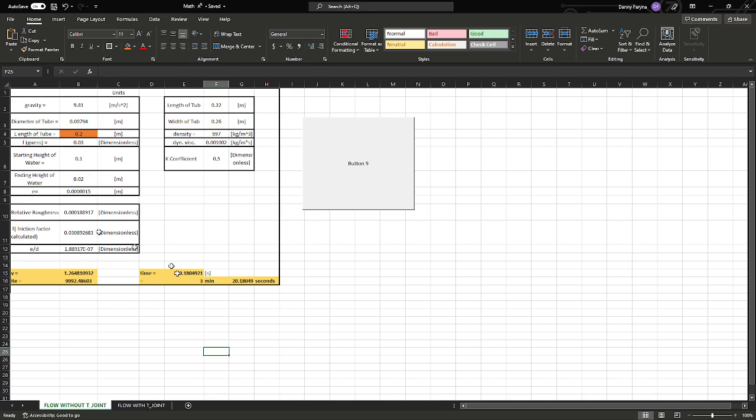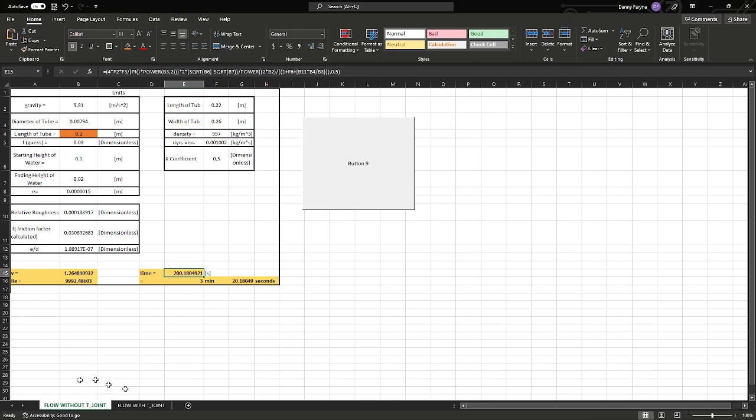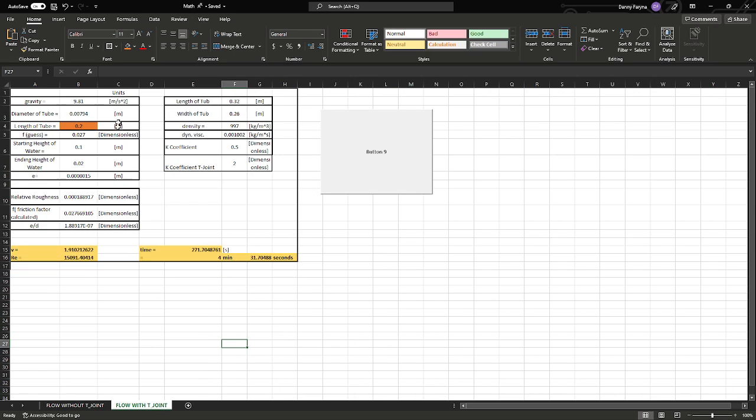Now we can take all of those numbers in the sheet and calculate the time to drain, which is simply this equation right here. The cell, I can change it to be 0.6 meters. You can see that our guess friction factor and our calculated one has changed. I run the macro again, and now this is our time for 0.6 meters. We have the same thing for the T-joint. It's the same exact sheet. The only difference is we add this extra K coefficient for the T-joint.